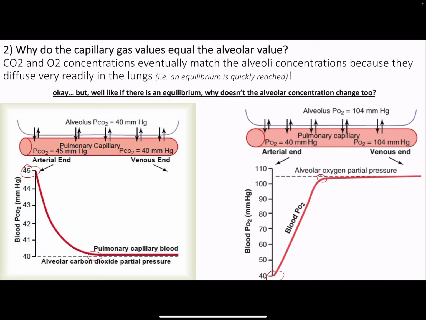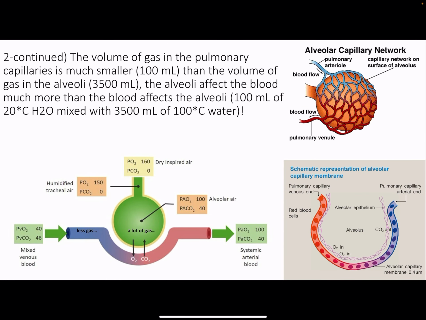That doesn't really answer the question, right? Because we should still say, okay, wait, it's an equilibrium. Well, then why doesn't the alveolar gas meet it halfway, right? Shouldn't that value change? The reason it doesn't is because the amount of gas in a capillary is usually about 100.